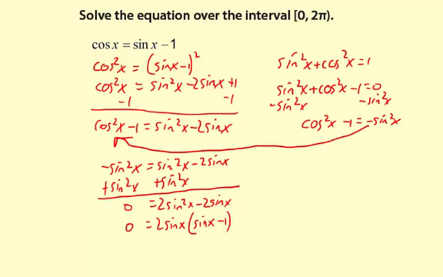And remember, you can always use u substitution here if you have a hard time factoring like I did. You could let u equal sine of x and then factor first and then substitute back. So let's apply the zero product property. We have 2 sine of x equals 0 and sine of x minus 1 equals 0. So that means sine x equals 0, or add 1, sine of x equals 1.